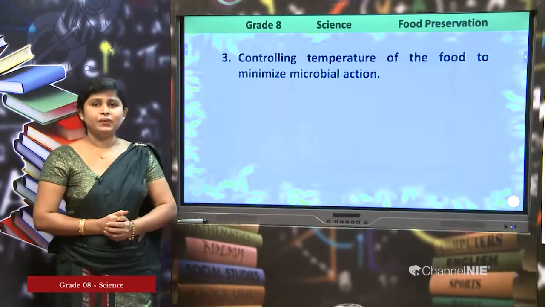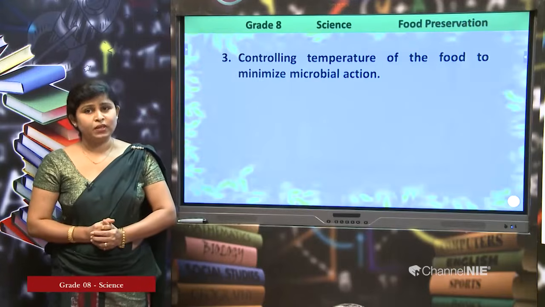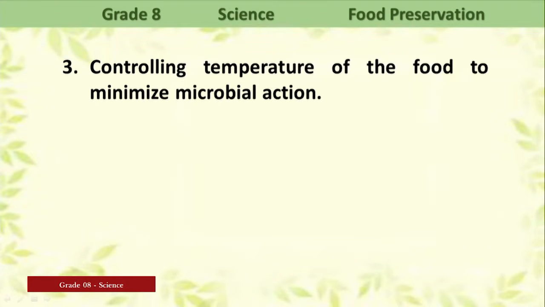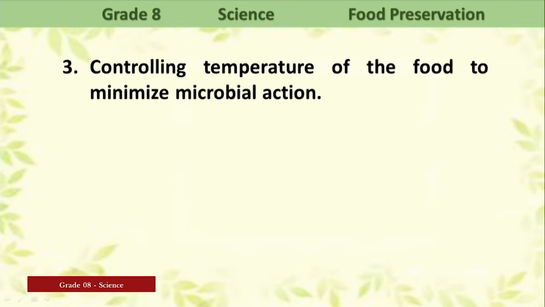Next one, I said that the temperature is very important for the growth of microorganisms. I think you can remember. Controlling temperature of the food to minimize the microbial action. How can we control the temperature? Yes, we can control the temperature in two methods. We can increase the temperature. If not, the opposite is we can decrease the temperature. There are two methods of controlling the temperature. We can increase the temperature or we can decrease the temperature.